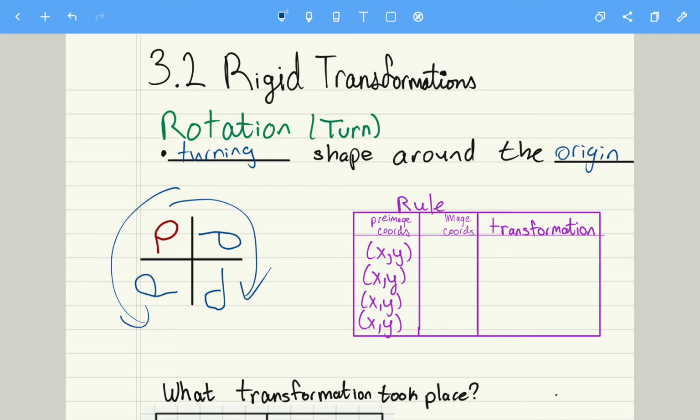So we're going to have a little bit of overlap in how we rotate. Let's say our transformation is 90 degrees clockwise or 270 counterclockwise. Then the coordinate (x, y) will become (y, negative x). So we flip them and then change the sign on the second one.